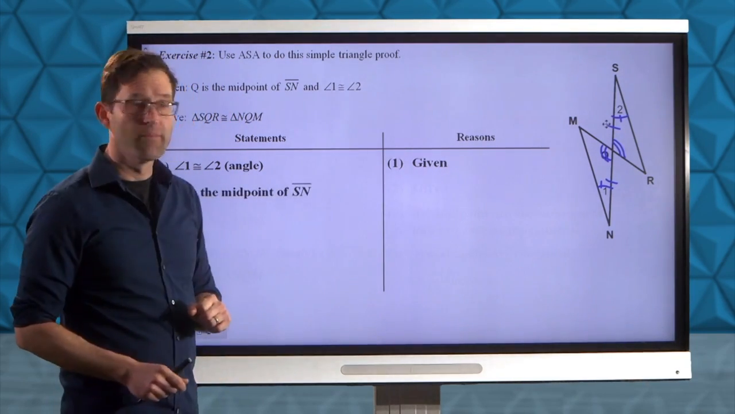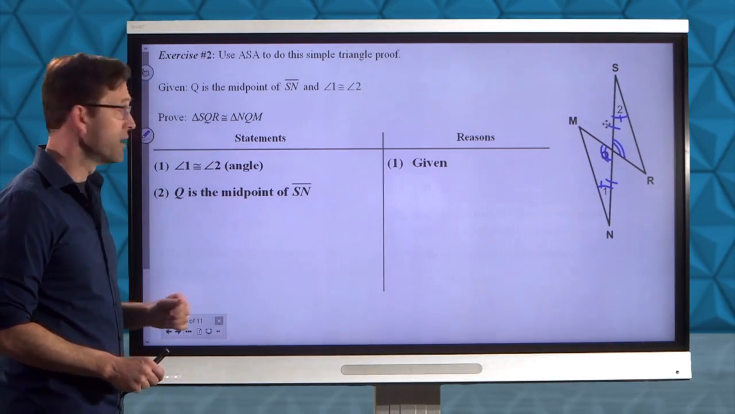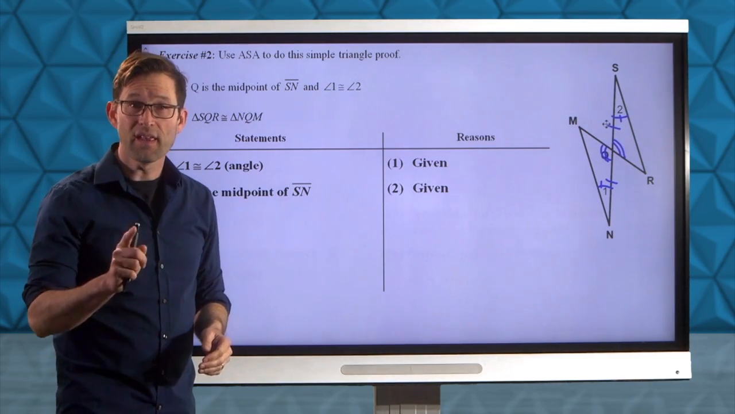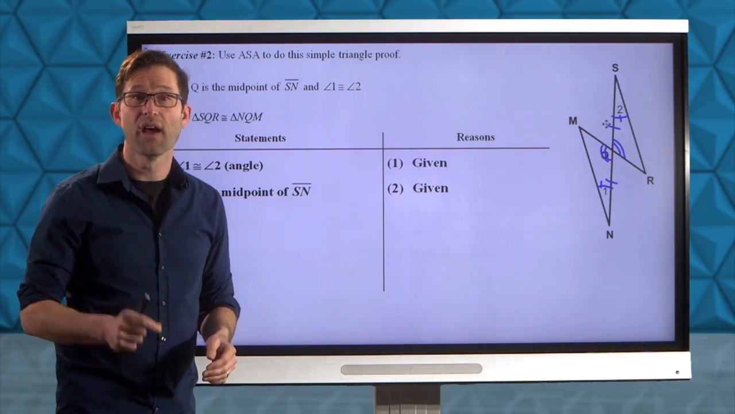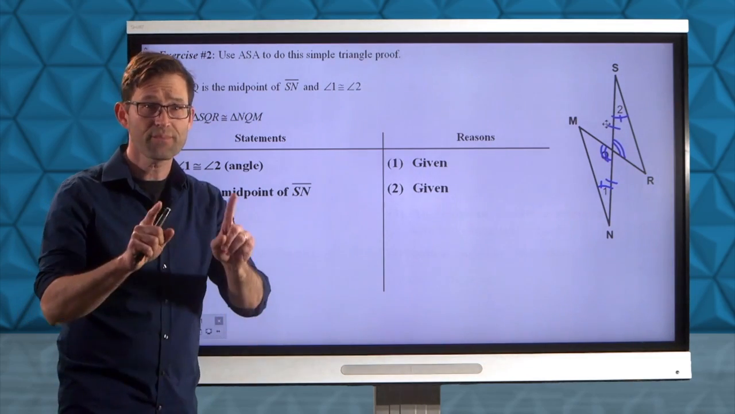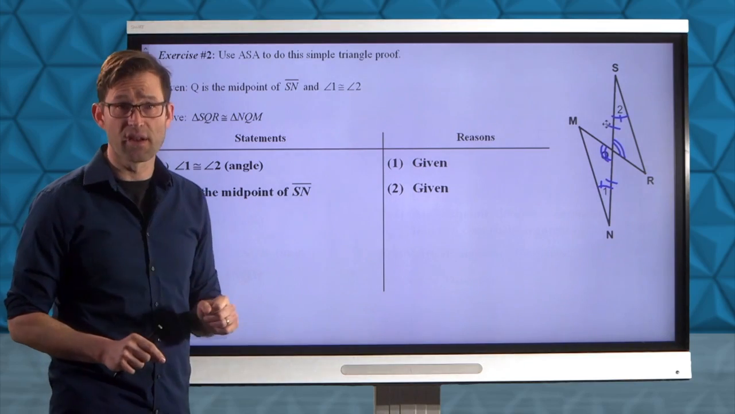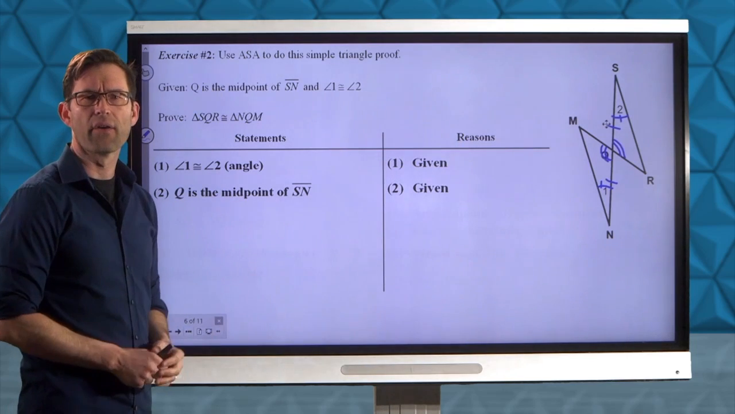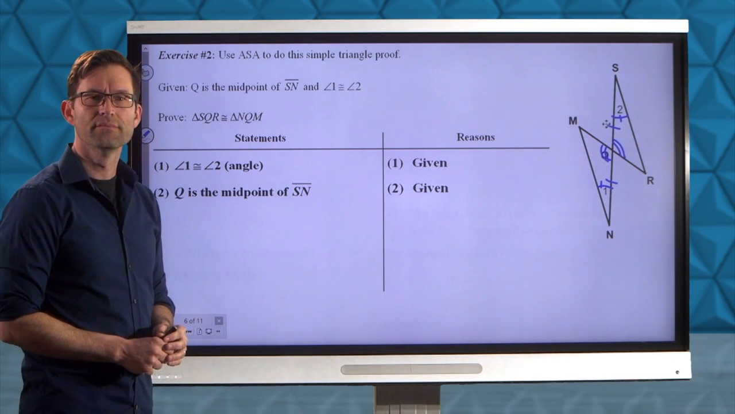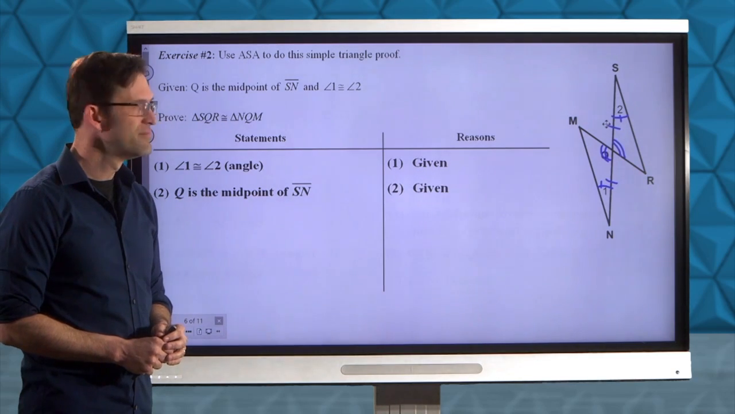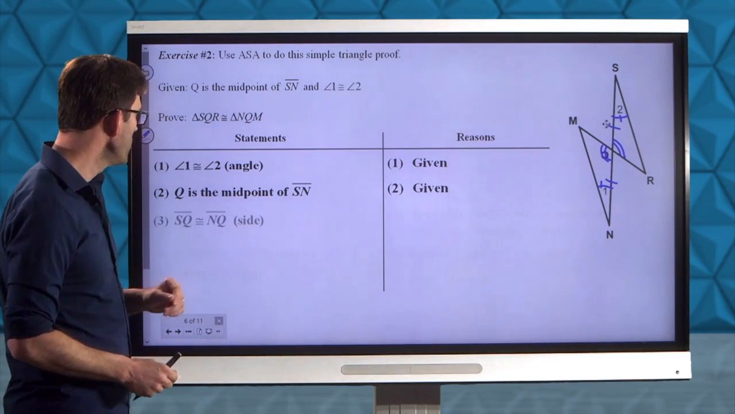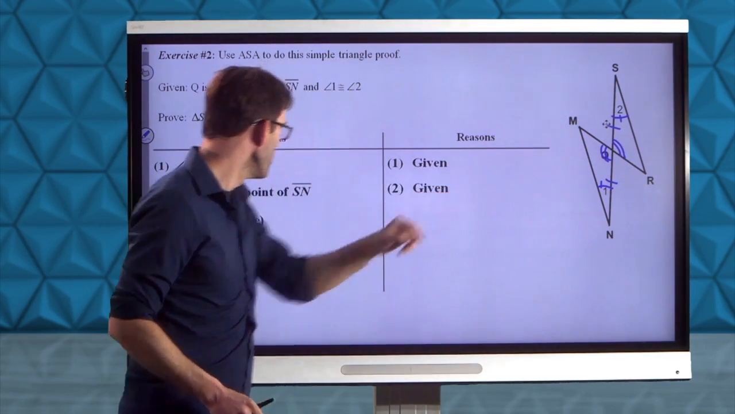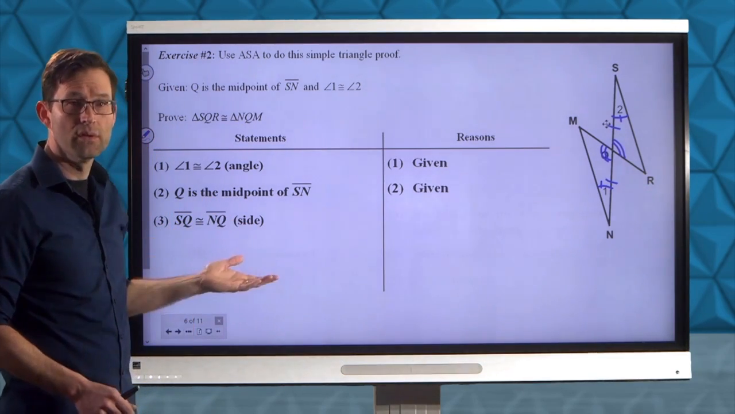Now I'll put that second given in. Q is the midpoint of SN. Why? Again, because it's given. Key: don't make a conclusion based on a given unless you've written the given down. But now, let's make a conclusion based on that given. What should you write down based on this given? Think about that and write it down. Can you do it? Well, we can write down that SQ is congruent to NQ, side.